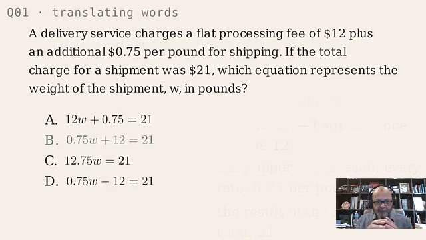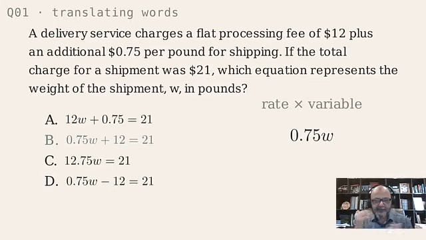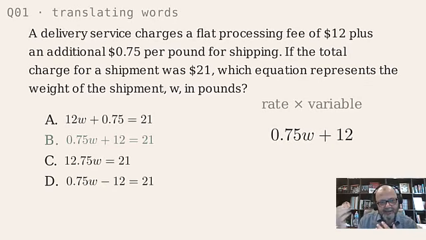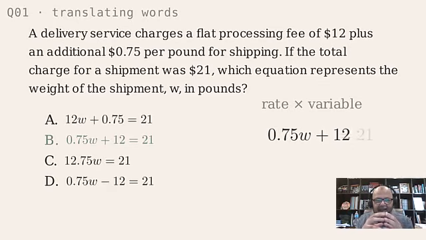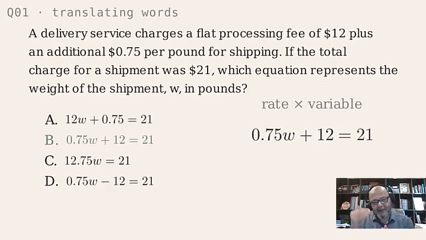To build your equation, think about how the costs accumulate. Multiply the rate by the variable. It is 75 cents, or $0.75, for every pound. That is W, so that's 0.75W. For the fixed cost, you'll add that flat fee that doesn't change, plus 12. Together, these must equal the total given. So 0.75W plus 12 equals 21. This matches your choice B. I hope that you understood that.